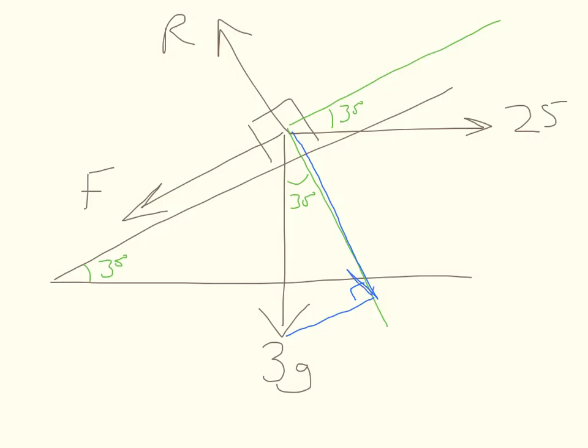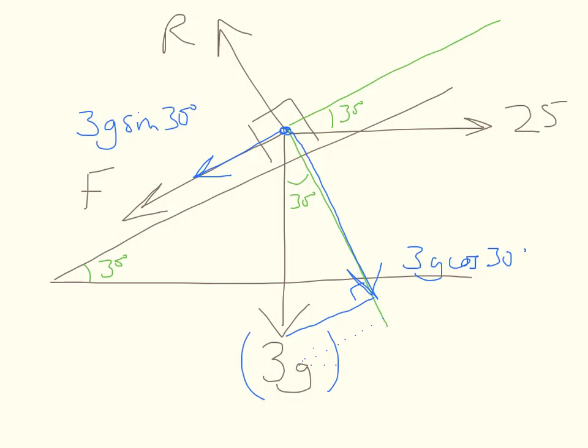So this is now resolved into a component here, 3g cos 30 degrees, because it's adjacent to the angle. And this component here, which would be 3g sine 30 degrees, same magnitude and same direction, but I'm going to draw it up here, 3g sine 30 degrees, because we want our forces to be connected to the body here, or going through the same point. We do the same thing with the force of 25, but before we do, this original 3g force needs to be put in brackets. It's not there anymore. It's been replaced by its two components.